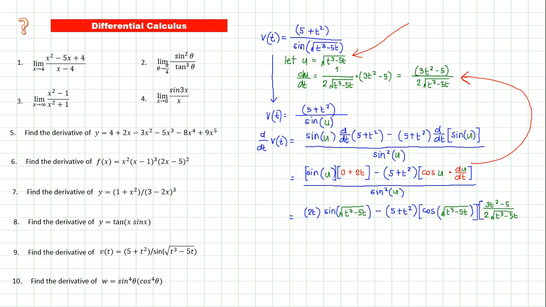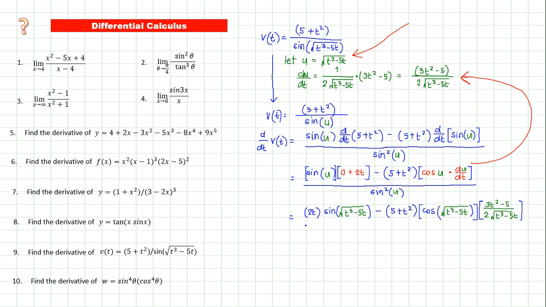Medyo marami siyang layers kasi nga, kompleto na: trigonometric, polynomial, tapos quotient rule pa siya. Tapos may radical pa tayo. Pero yung approach, still the same. Walang nagbago sa approach natin. Kailangan talaga dito, solid yung foundation natin sa algebra and yung mga properties na ginagamit natin.